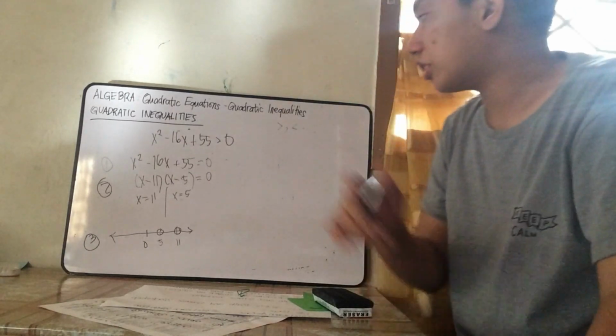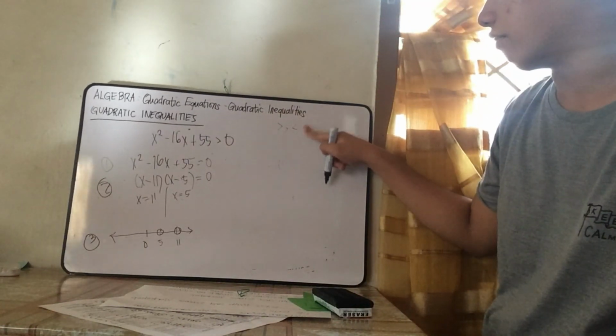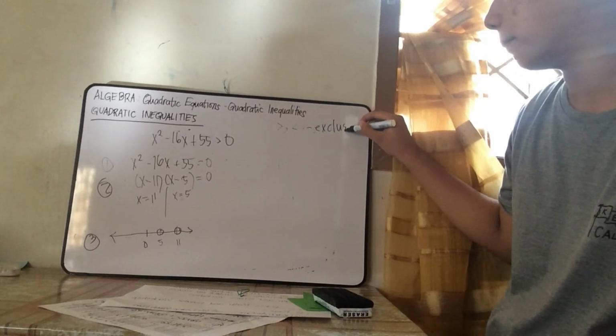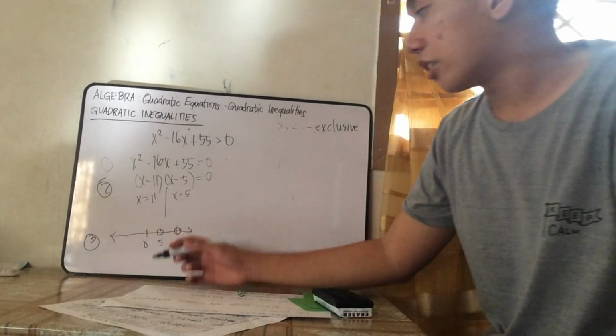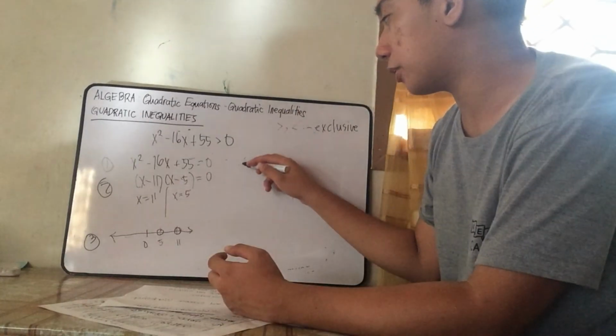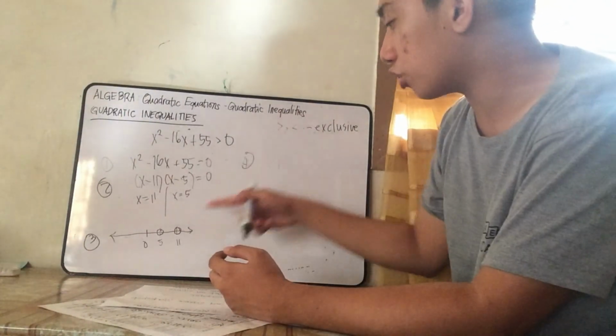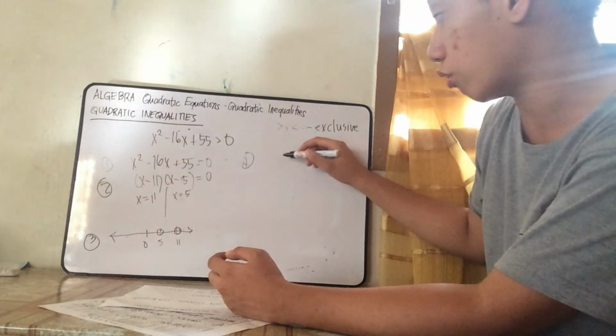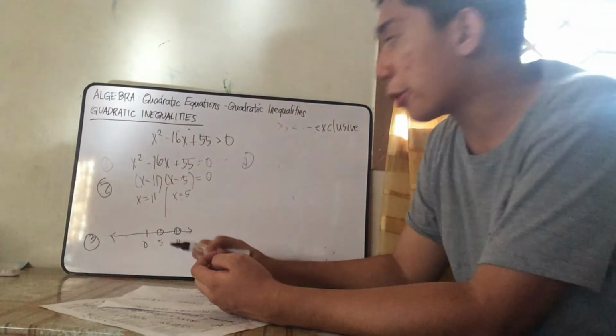Okay? So, this denotes as exclusive. Exclusive po ang tawag dyan kasi excluded. Okay? So, now, ang next nga is test 0. So, how to test 0? You just substitute 0 in the inequality to test for validity of solutions. So, substitute natin yung 0.